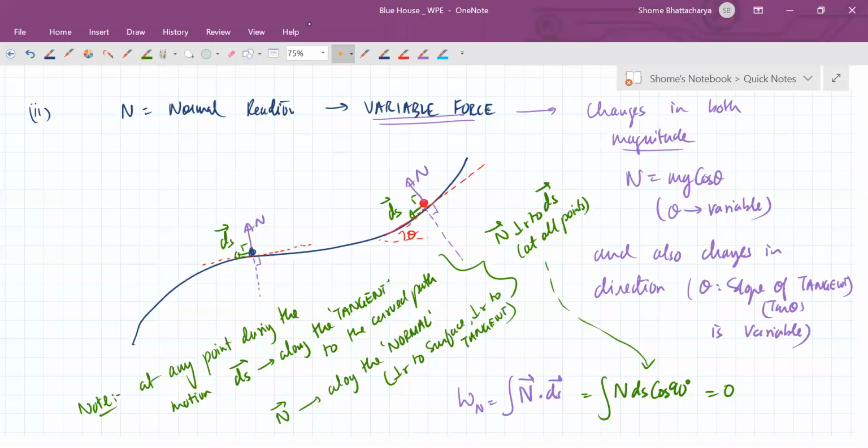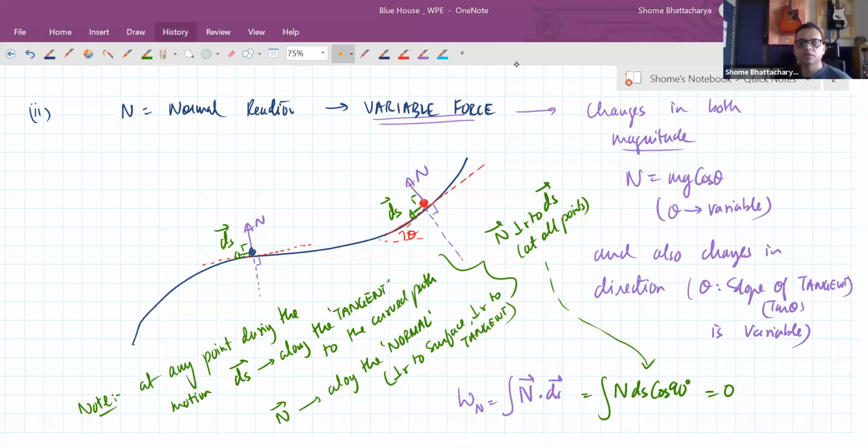So this becomes a very important aspect of the application of the work done concept over here. So though normal reaction is acting in a very complicated way here, as the body is moving continuously, उसका magnitude and direction दोनों change हो रहा है. But we don't have to worry about that complication because in our dot product, the angle between N and ds is always 90 degrees. So the work done by normal reaction is coming zero.